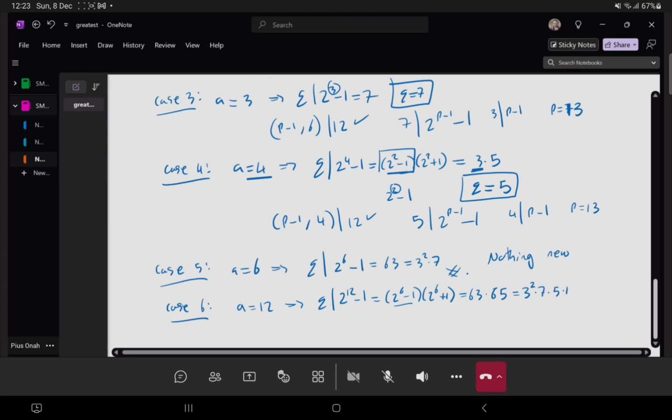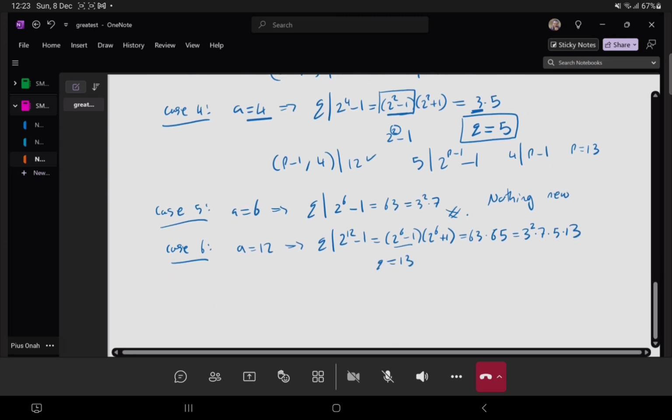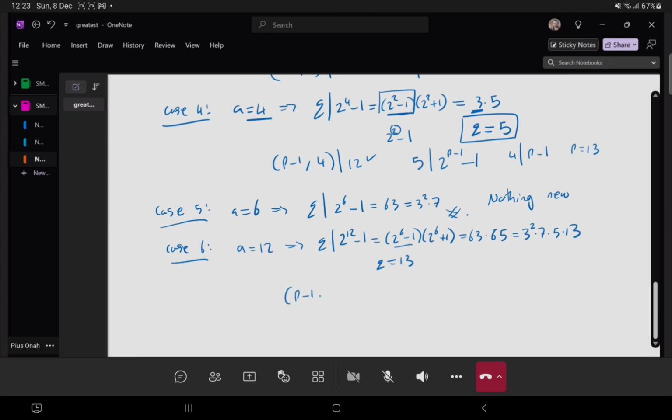The only thing we have new here is perhaps 13. I think 13 is new. Yeah, Q equals 13 is new. So now we do need to check 13 to make sure if it's a solution or not.